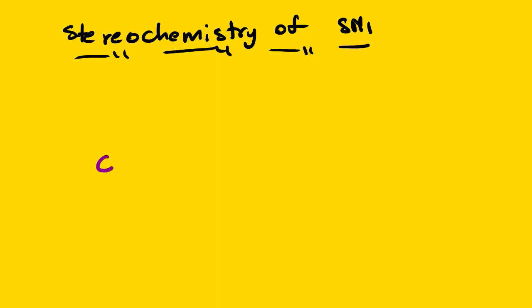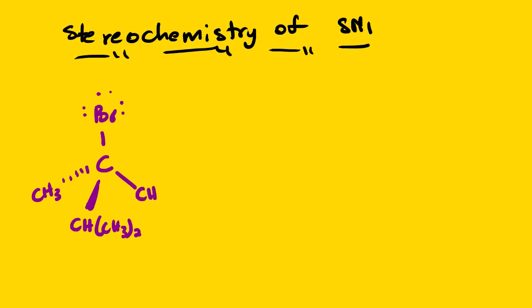Suppose we have the substrate where we have, let's say, CH3, 2. Then we have CH3 here. We have Br here. And then we have CH2, CH3. So this is our substrate.